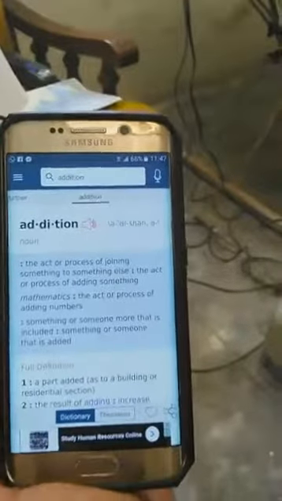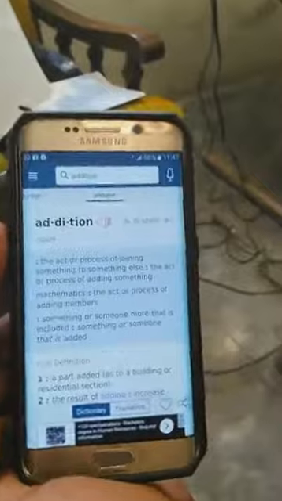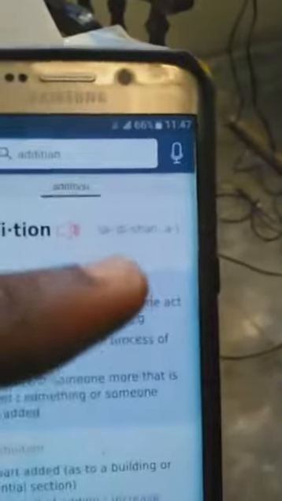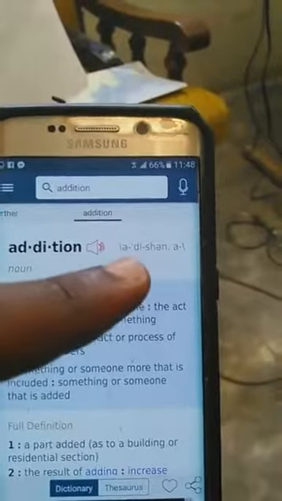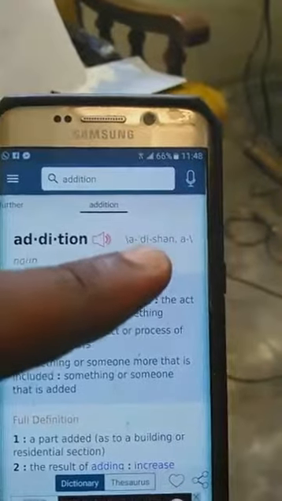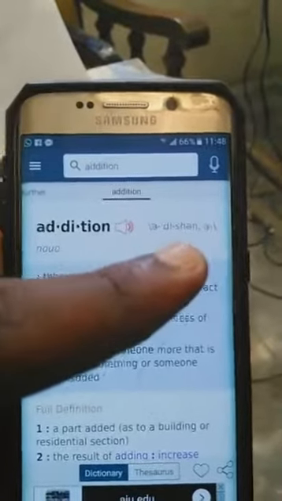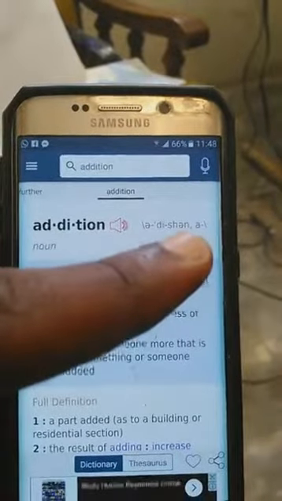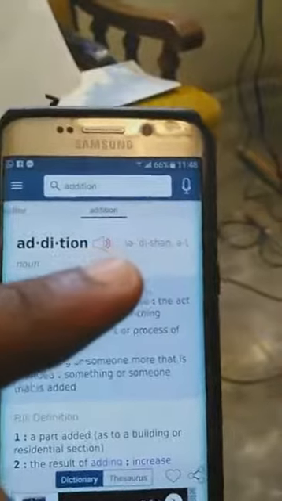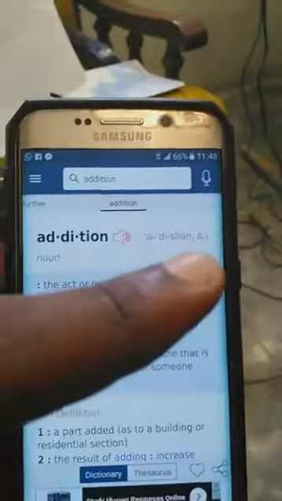As soon as I did this, you see, I have it here. And as I told you, this is "a" as in about. This one is "a" as in lick. And this one is "a", so that's "shun". So this is "a, de, shun".